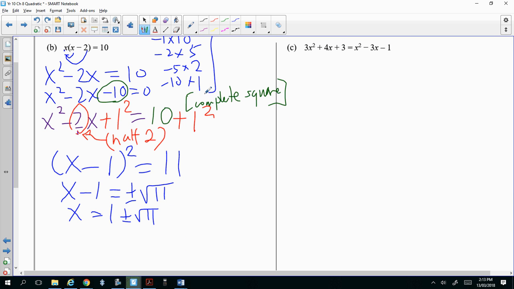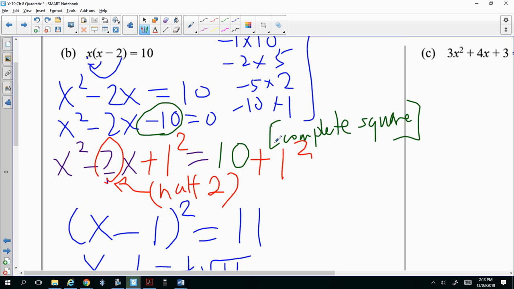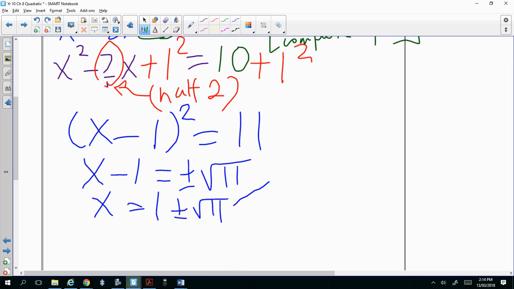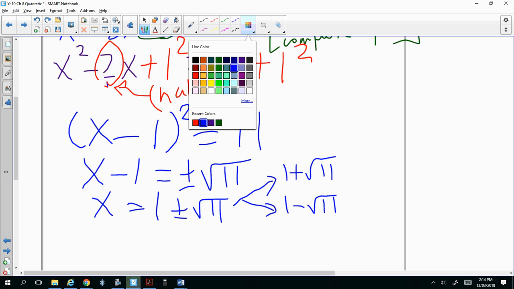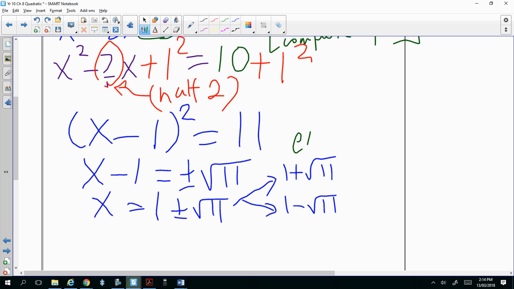All right. Before I continue, when you see that it's actually two answers, 1 plus and 1 minus, these are the two answers. We say this is in exact form. And sometimes they may say correct to 1 decimal place. So in that case, you just do it on a calculator.